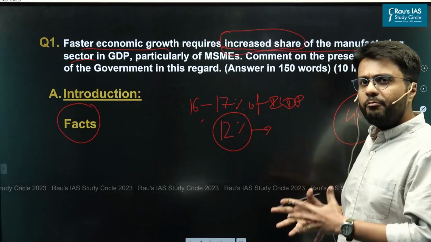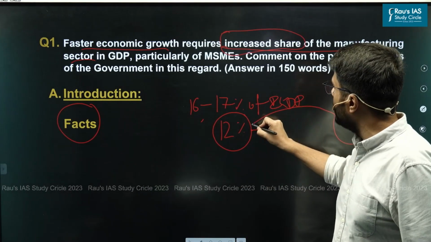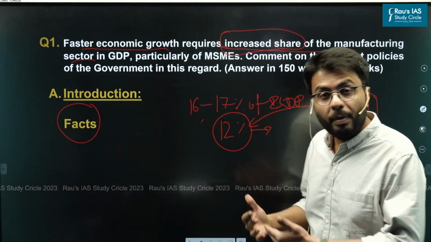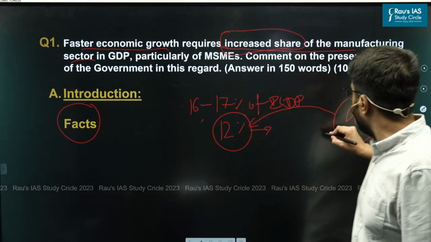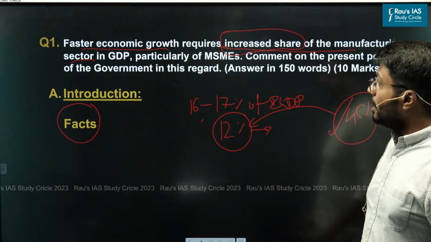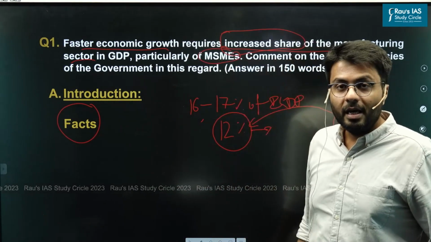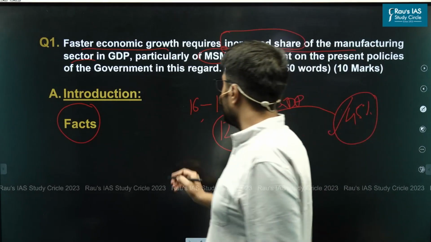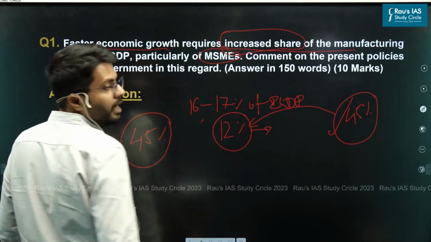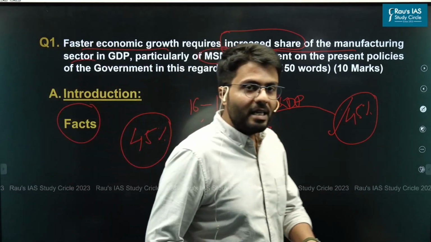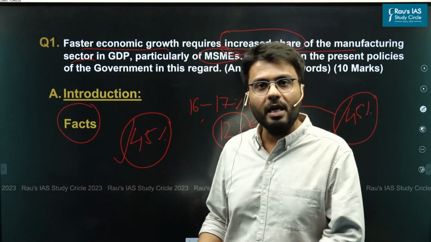Hence, any government policy should focus on transferring this share of employment to the manufacturing sector, because manufacturing is a more economically productive activity when you compare it with the agriculture sector. Now also you have to answer this question with regards to MSMEs. And in this regard, MSMEs account for about 45% of the country's total manufacturing output. Hence, to increase the share of manufacturing, we also need to focus on increasing the share of MSMEs in the manufacturing sector.